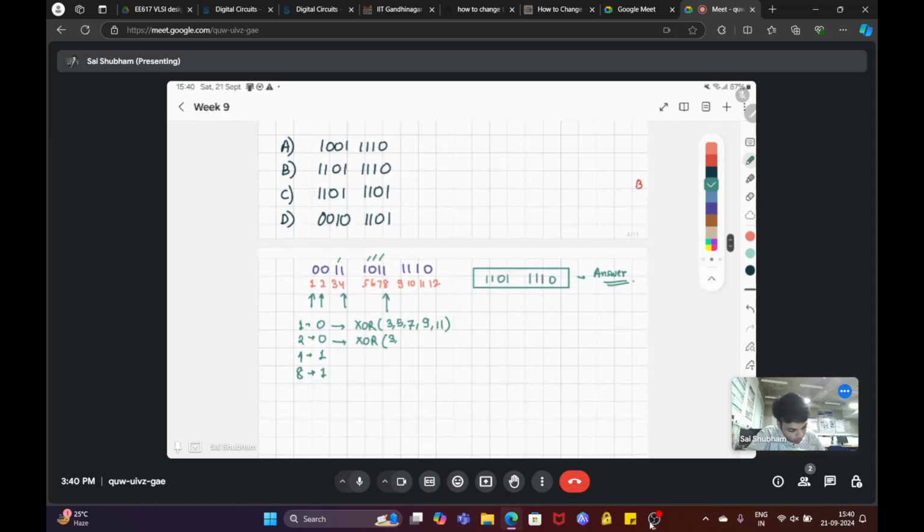So this comes from here, this position. 3, 4, 5, 6, 7, 8, 9, 10, 12. So 1, 1, 1, 0, 0, 1, 0, 1, 1, 1, 0, 1, 1, 1, 1, 1, 0, 0, 1, 1, 0, 1, 0, 1, 0, 0, 1, 0, 1, 0, 1, 0, 1, 1.